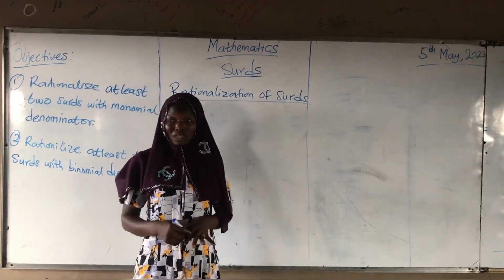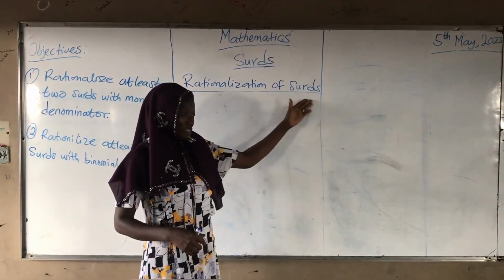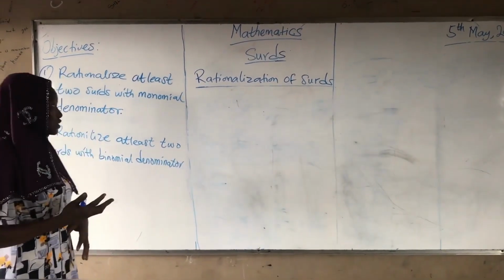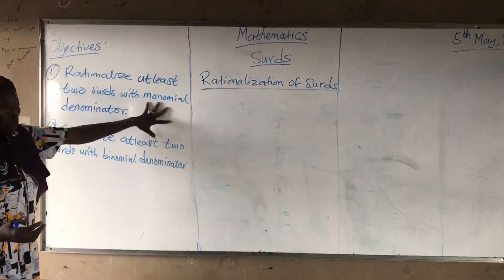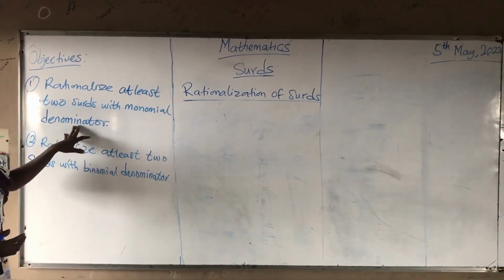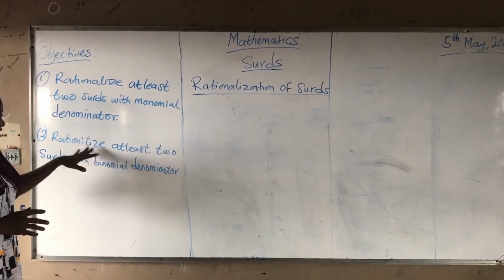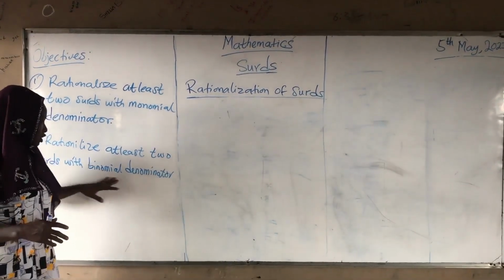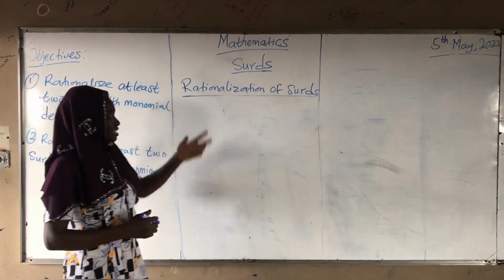Today we are going to look at another subtopic under surds, which is rationalization of surds. The objective that we will be accomplishing today is to rationalize at least two surds with monomial denominator, that is, the denominator has only one term, and to rationalize at least two surds with binomial denominator, meaning that the denominator will have two terms, that's binomial.